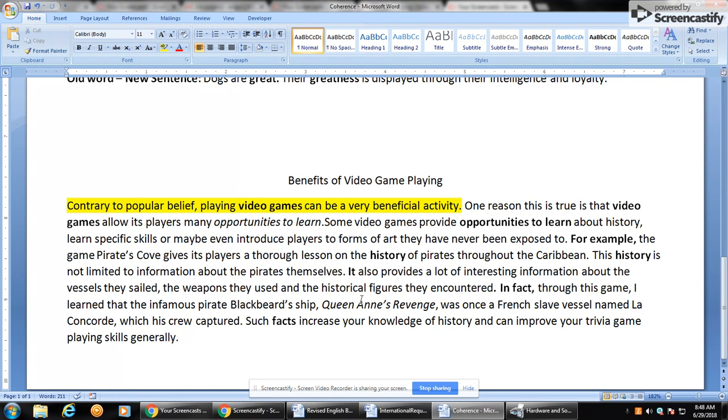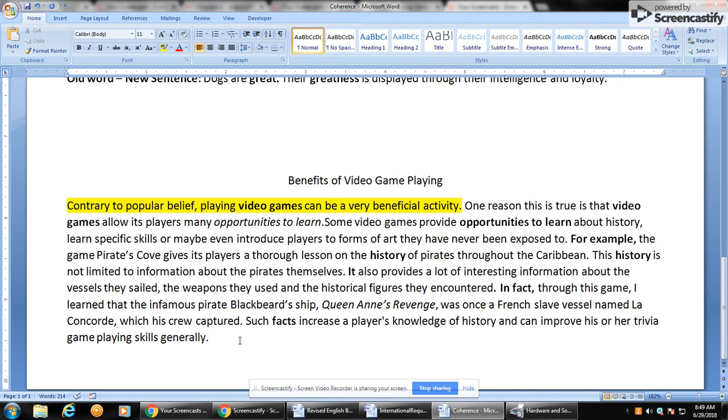Now, I noticed something in my revision. I have the second person, your. Remember, we want to avoid the second person point of view when we're writing our paragraphs. So I'm going to change that to the third person perspective. Such facts increase a player's knowledge of history and can improve, since it's only one player, his or her trivia game playing skills generally. All right?